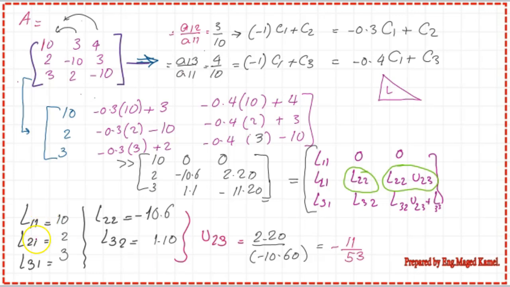Again, L11, L21, L31 equal 10, 2, 3. L22 is minus 10.6 and L32 is 1.1. If we divide 2.2 over minus 10.6, it will give us minus 11 over 53. That's corresponding to L22 U23 divided by L22. And this value is the value of U23. We'll move to the next slide.